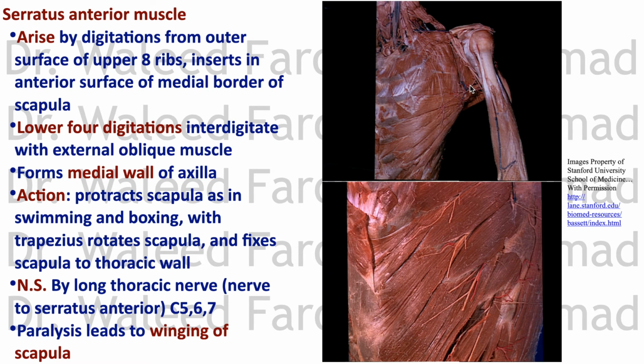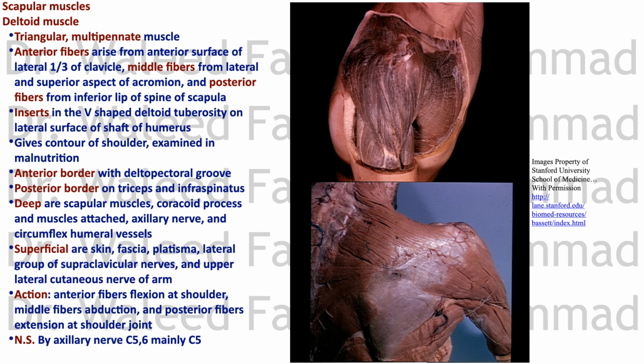And the paralysis of this muscle, you can test for it by asking the patient to lean with his hands on the wall and observe the back. You will see winging of the scapula because the serratus anterior is paralyzed. This is how to test for the serratus anterior or for the long thoracic nerve, C5, 6, and 7.